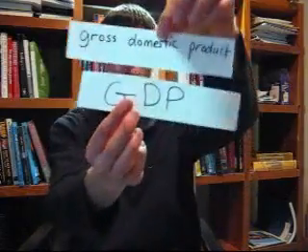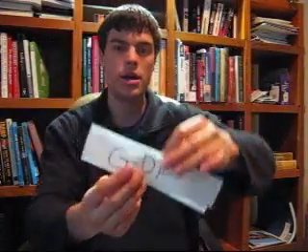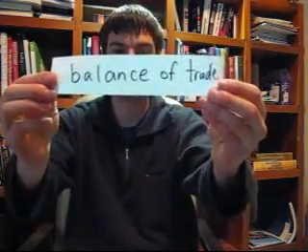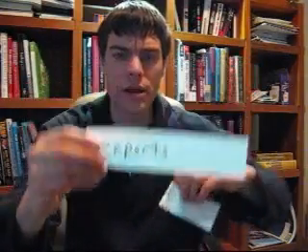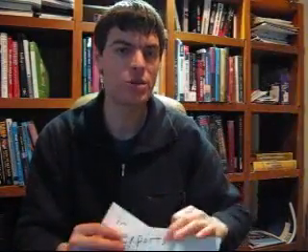So, GDP is gross domestic product. It is, before tax, the measure of all goods and services bought and sold in 1 year. The balance of trade is exports minus imports. And we always want more exports than imports because we make more money and it's better for the economy.